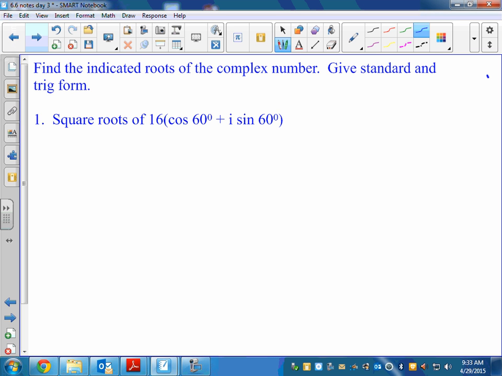The nice thing is when it's in trig form. Find the indicated roots of the complex number, and give standard and trig form. Square roots means there are 2 answers, but you always start with k equals 0. So we're going to do this twice. Square roots means n equals 2, so we do k equals 0, and then we do it again for k equals 1.